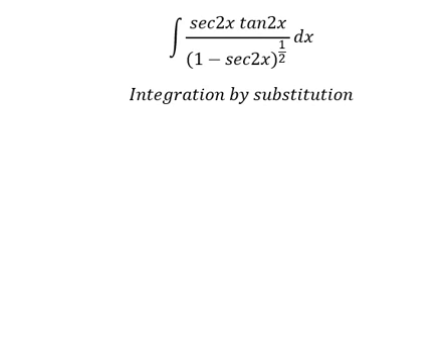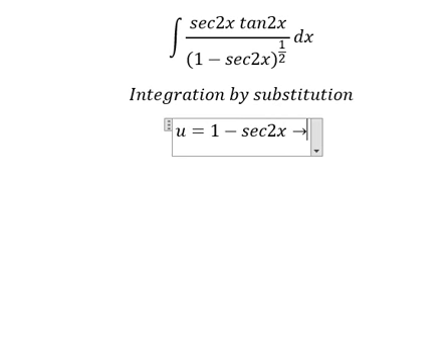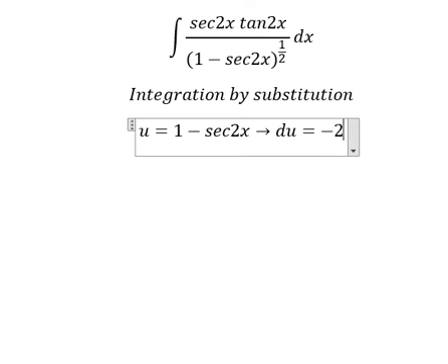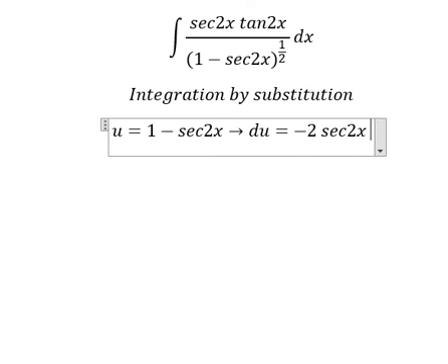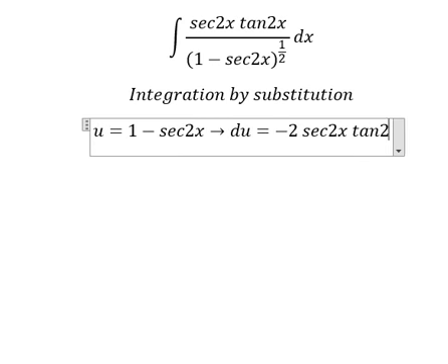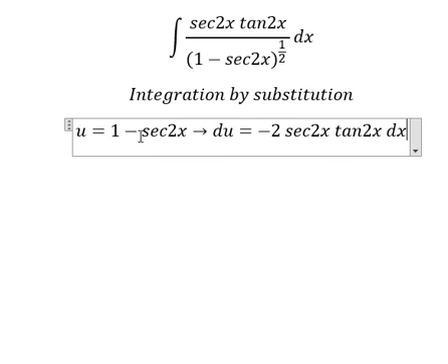So I will put u equals 1 minus secant of 2x. Later, we first take the derivative of both sides. We have negative 2 secant of 2x tan 2x dx. Because the derivative of secant of 2x gives this, but we have the negative, that's why we have the negative in here.